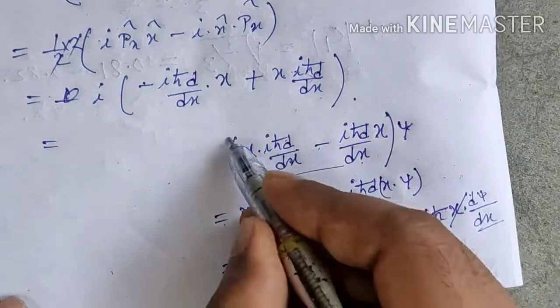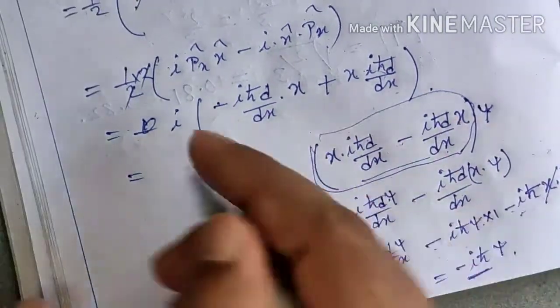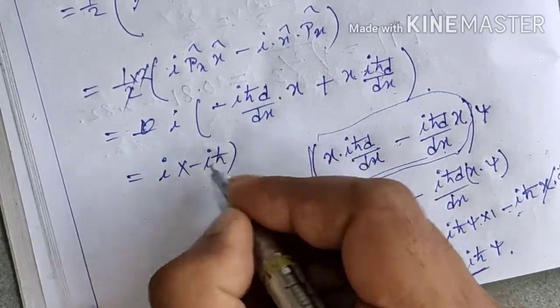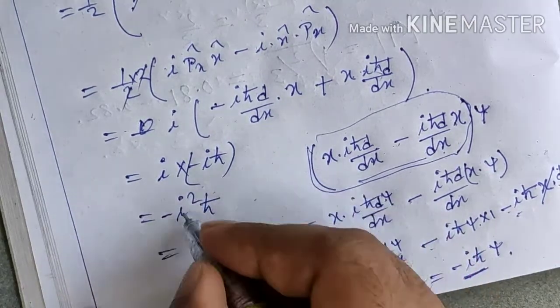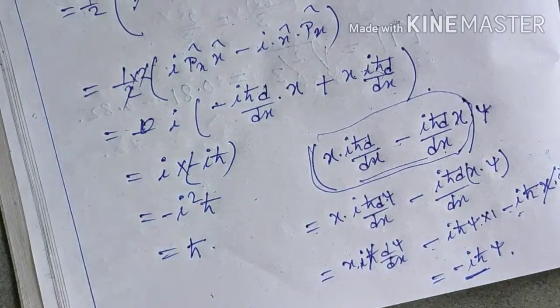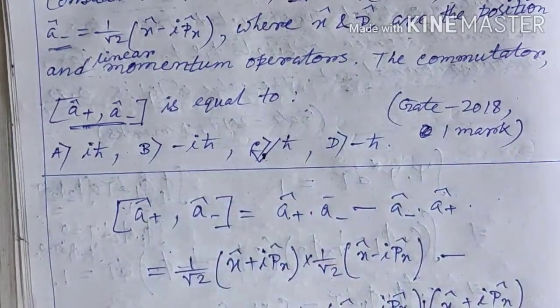So we can say that the value of this term is minus IH cross, and if we put this value here, it will be I times minus IH cross, so the value will be minus I square H cross. Since I square is equal to minus 1, the value is H cross. So we can see from the given options that option number C is the correct answer.